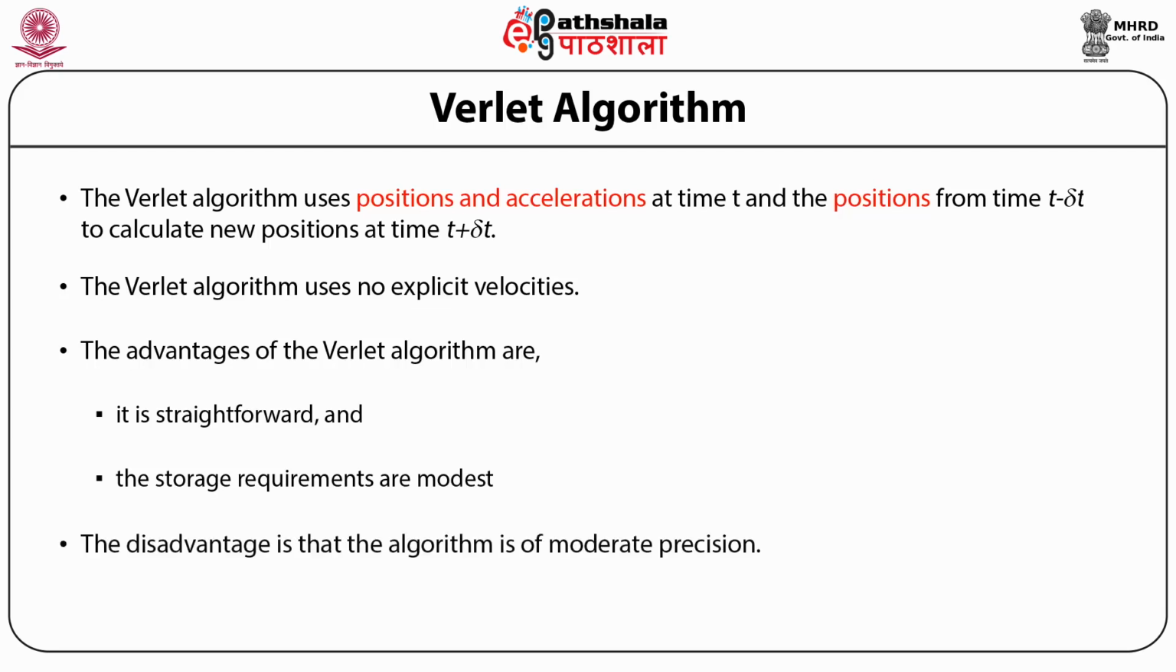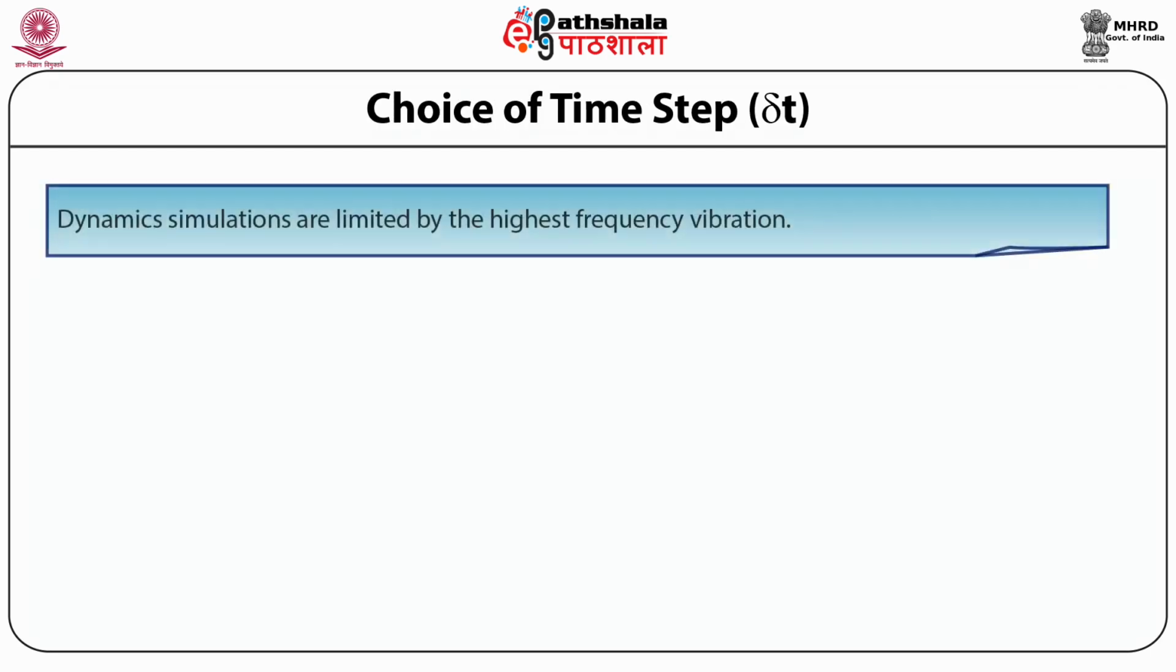But the disadvantage is that it does not have very good precision. Hence, it will depend on the delta t value we have used, and that's why the choice of time step becomes very important. We must use a very small time step, as small as possible, so that the discrete integration turns into a continuous function.